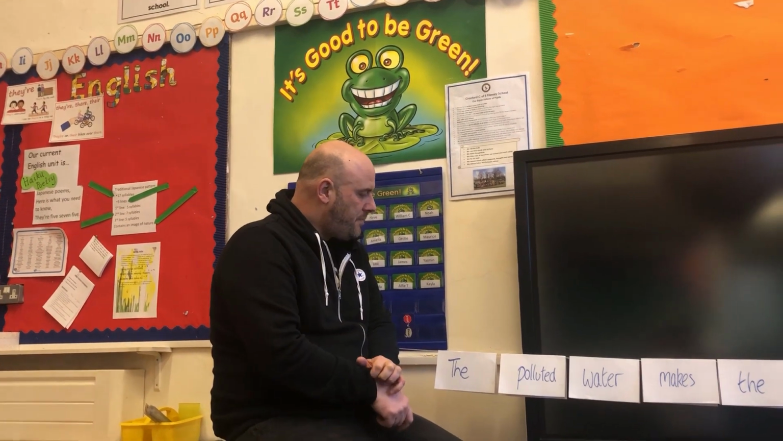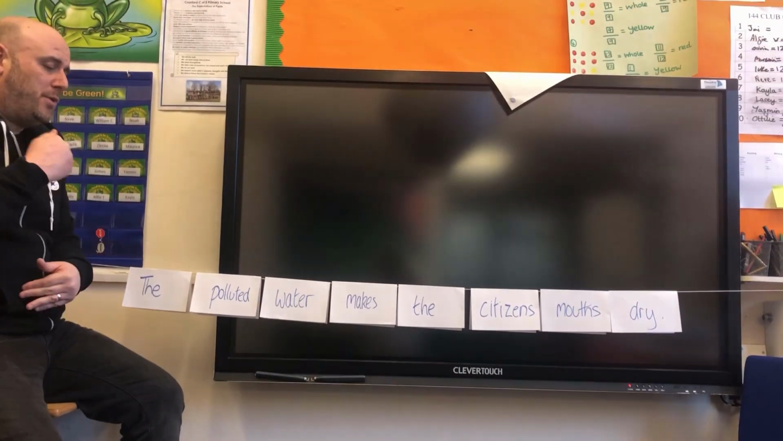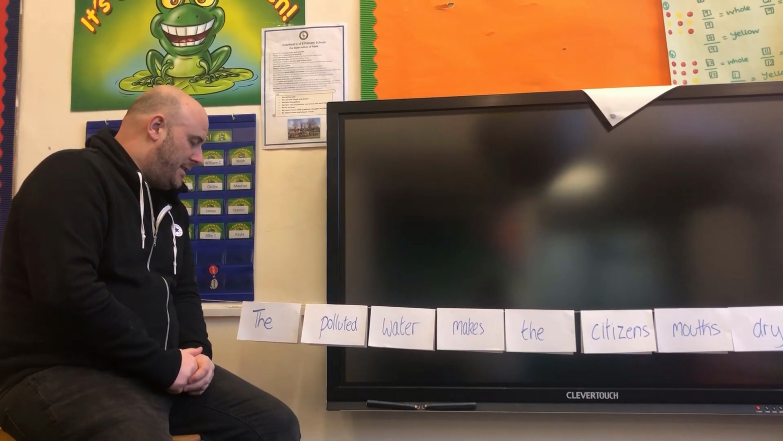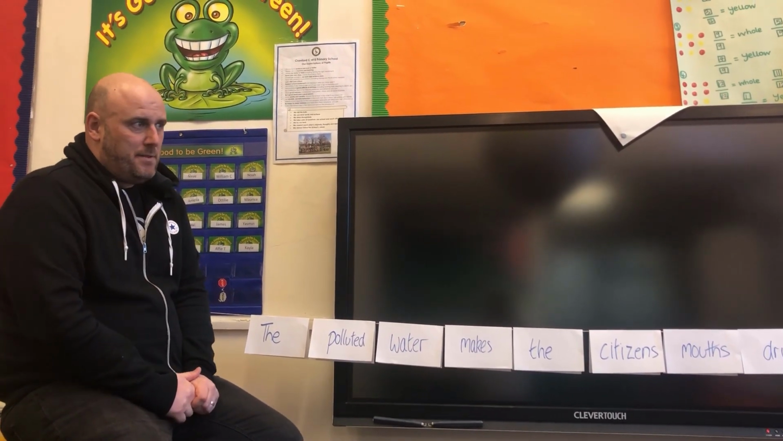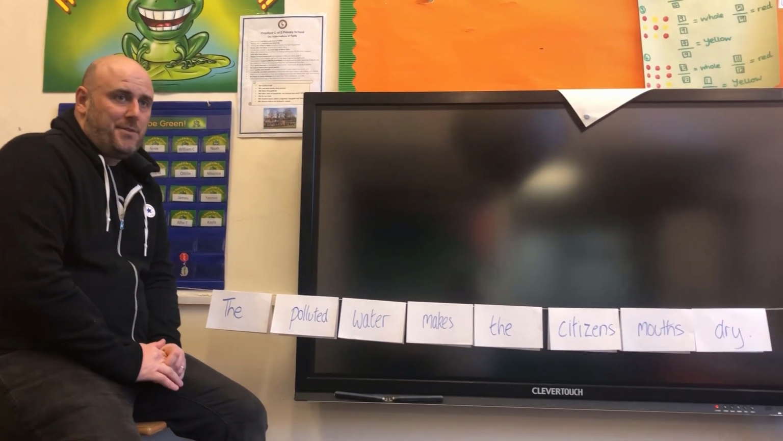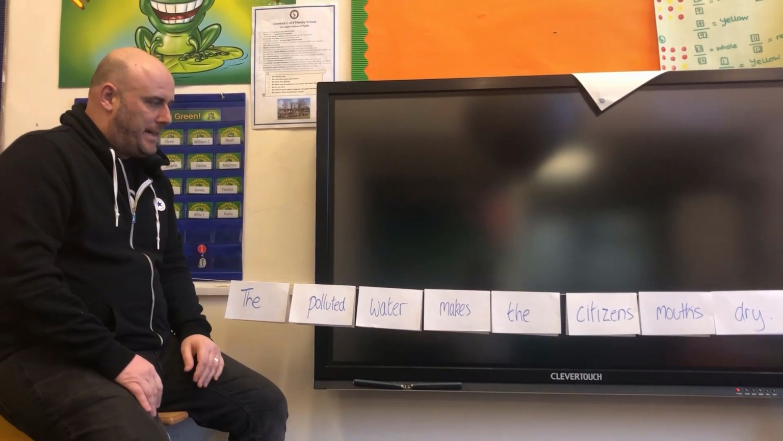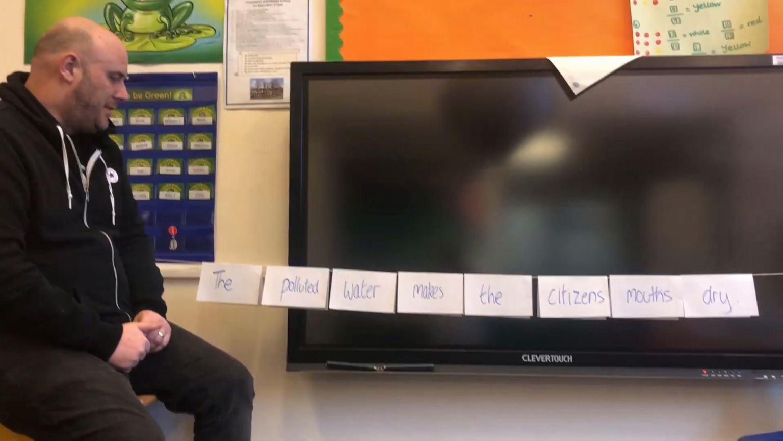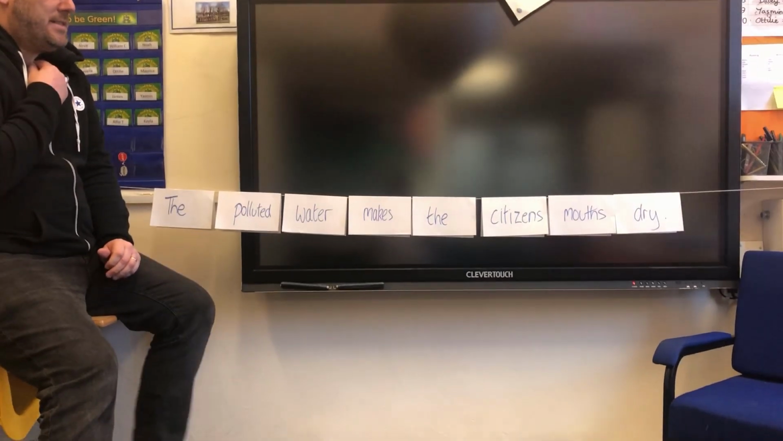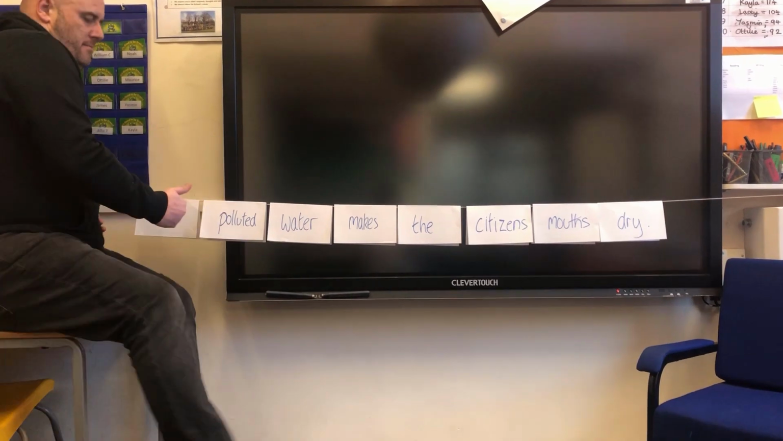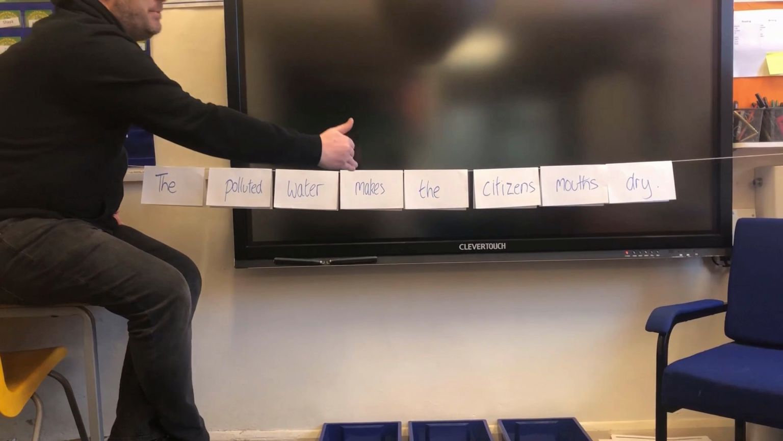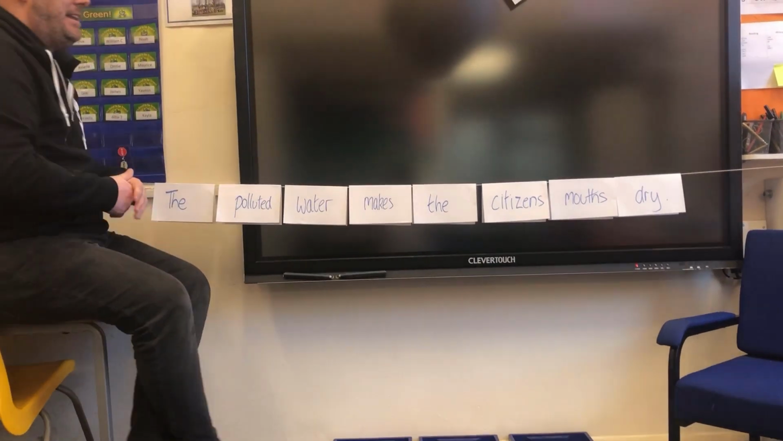Mr. Timon would have taught you about writing in passive voice and things like that. He's much cleverer than me, so I don't want to get distracted with that or confuse you. I'm just going to talk you through how I would make this sentence a little bit better, a little bit clearer. The polluted water makes the citizen's mouth dry. This bit's fantastic. We need to change the ending. We need to make that ending even better.